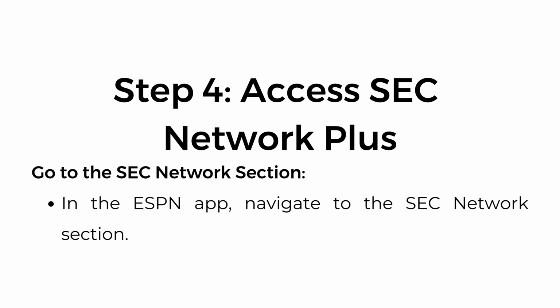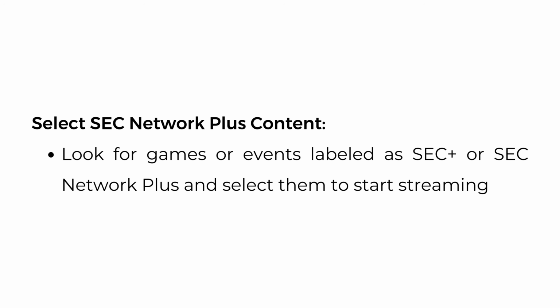Step 4. Access SEC Network Plus. Go to the SEC Network section. In the ESPN app, navigate to the SEC Network section. Select SEC Network Plus content. Look for games or events labeled as SEC Plus or SEC Network Plus and select them to start streaming.